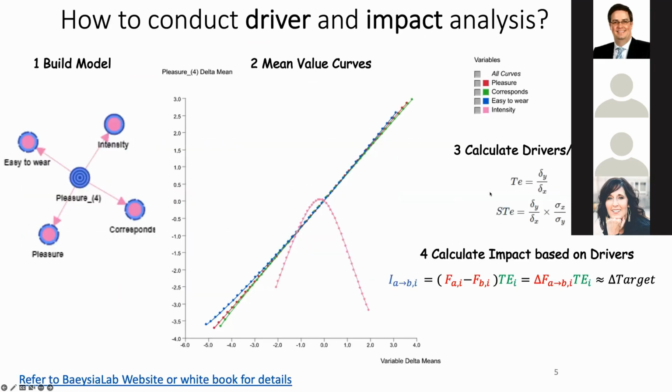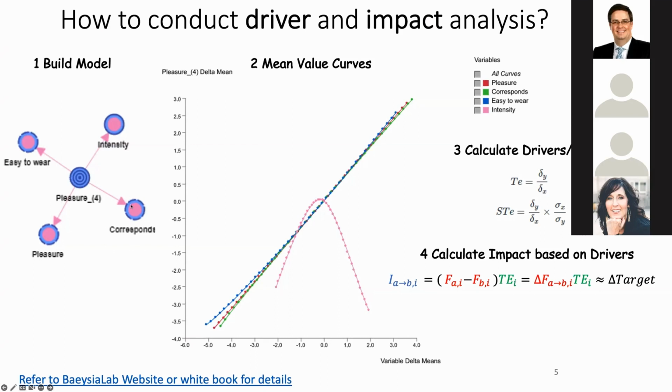Before we go to the simulation, all the data we will see will be purely based on simulation. Apparently, I cannot use the real data. So this is how you do driver analysis and impact analysis, right? You first learn the model from the data, and then you calculate the mean value curves. Mean value curves mean how much change each of the other nodes will cause in a target node.